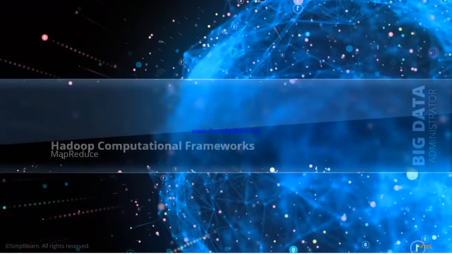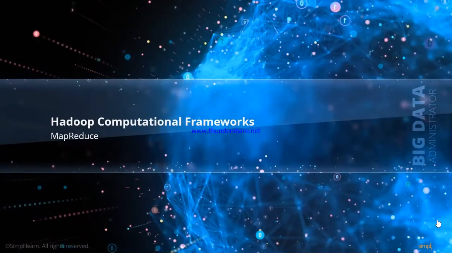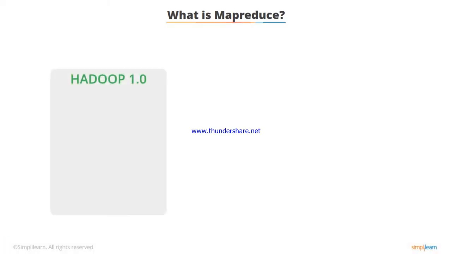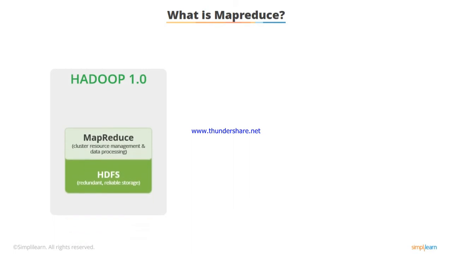In the second topic of this lesson, you will learn about MapReduce. MapReduce is a programming model for developing applications and processing large datasets in parallel. Hadoop version 1 popularized MapReduce as a programming model and a processing framework for batch processing of large datasets. However, it has some drawbacks.